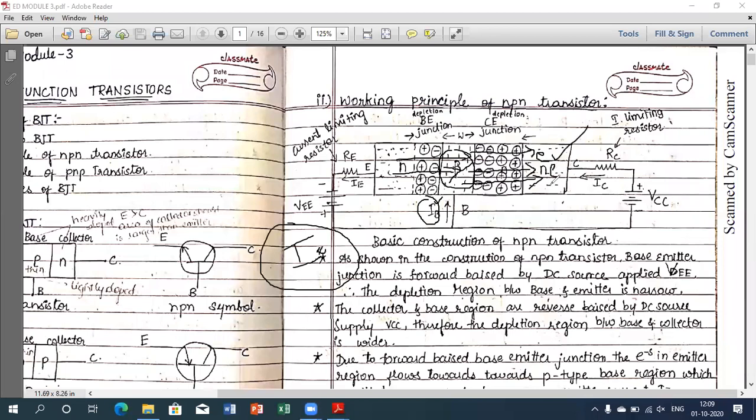And now these large number of electrons in the collector constitute another current, and we call it IC, that is collector current, denoted as IC. I hope it is clear for everyone. And here the direction of electrons is from emitter to the collector.